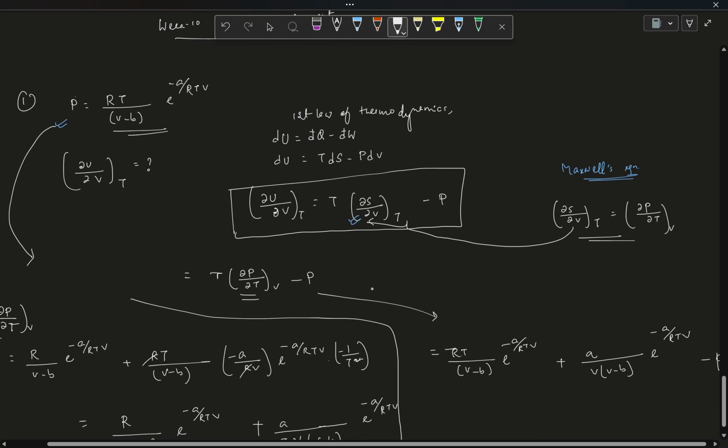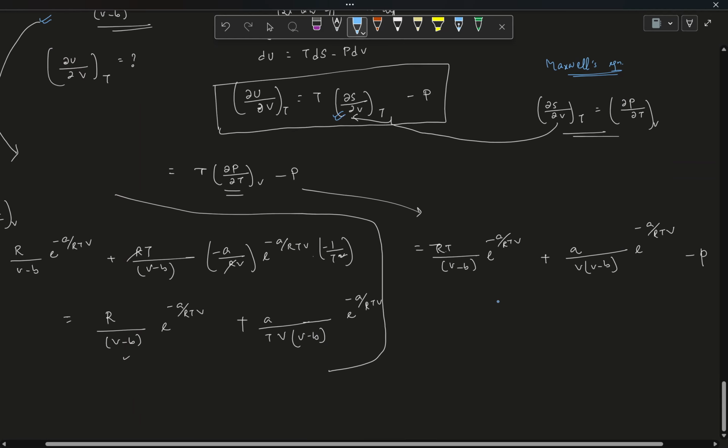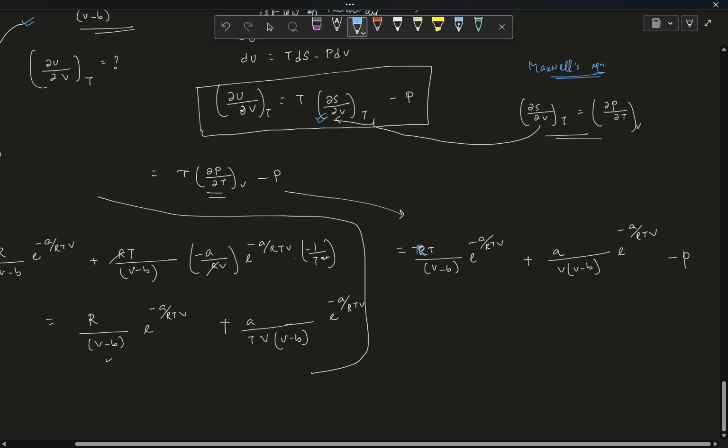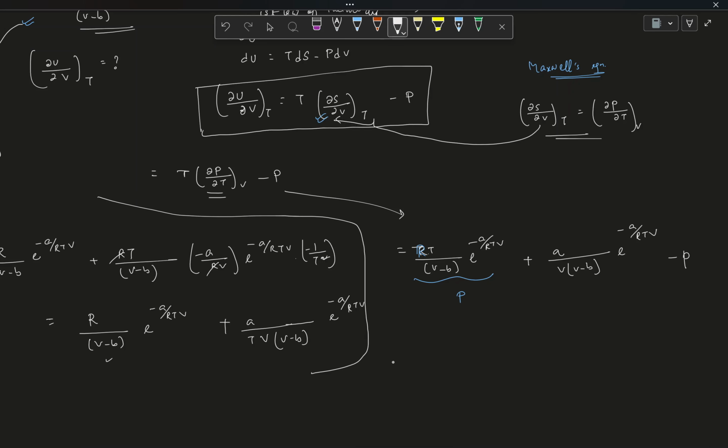Now if you follow back, what was the P value? RT by V minus B e to the power minus A by RTV, right? So this is the same value that we have in this term. Do not make a mistake that this is a minus sign or something; this is simply P, what is given as the equation to you. So this P and this minus P cancel out with each other, and we are only having A by V into V minus B e to the power minus A by RTV. So this is our final answer, and if you check with the options, you will get option number C as our correct answer.